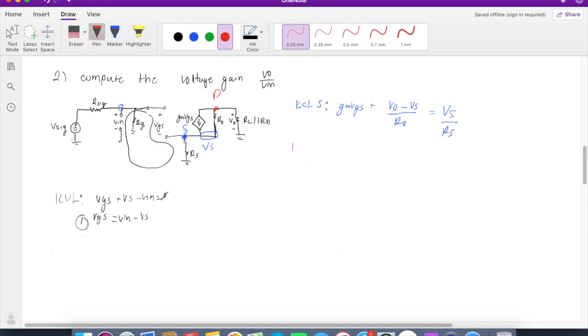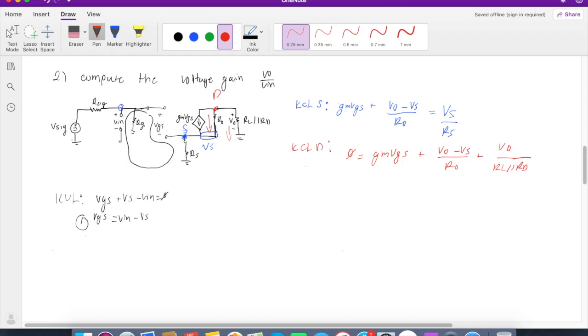Let's perform another KCL at node D. We can simply see that all of these will be flowing downwards. So we can write 0 is equal to GM VGS plus the current in the resistance RO, so we have V out minus Vs over RO, plus V out over RL in parallel with RD.